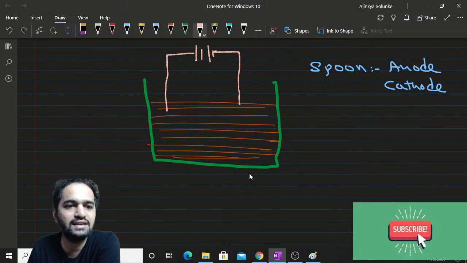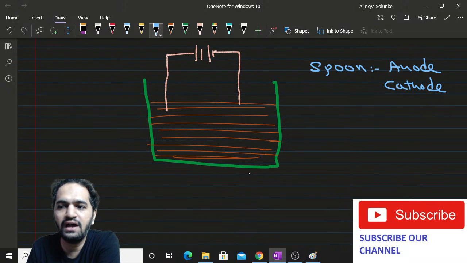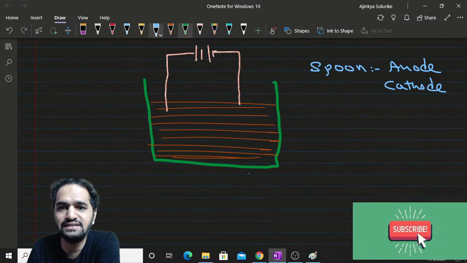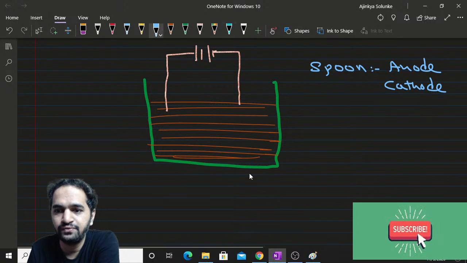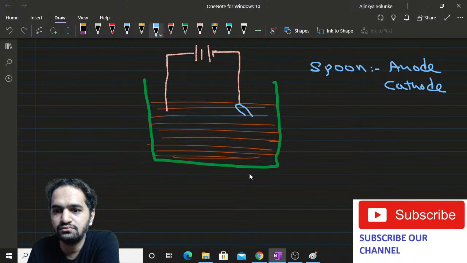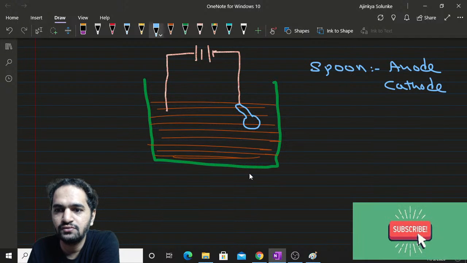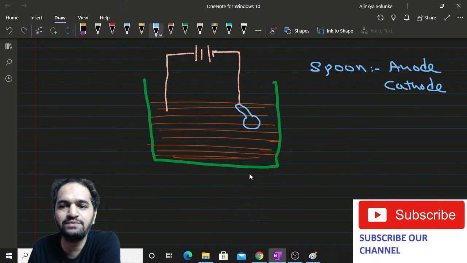Okay, exactly. So we are going to put our spoon at cathode. Let me just write it down. Okay, so this is my spoon. I am going to put my spoon on cathode.